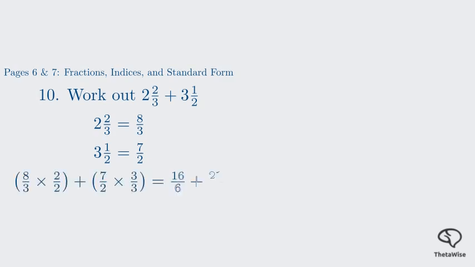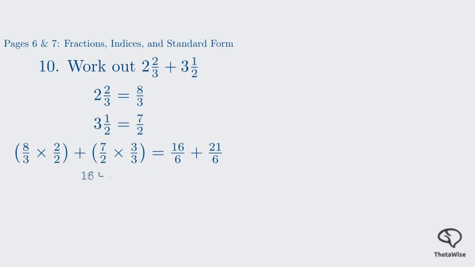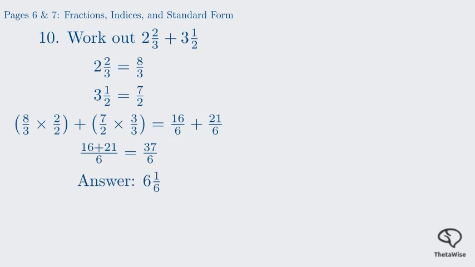Now we need a common denominator, which is 6. 16 plus 21 equals 37, so 37 over 6. The question asks for a mixed number in its simplest form. 37 divided by 6 is 6 with a remainder of 1.